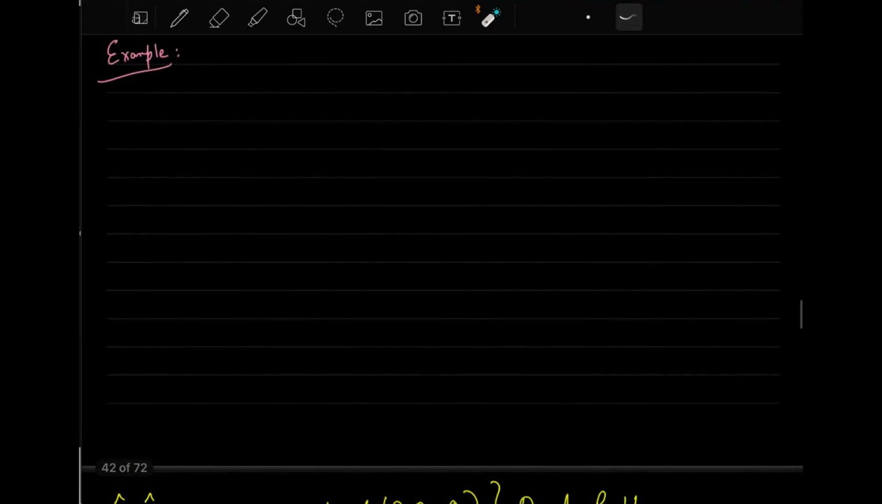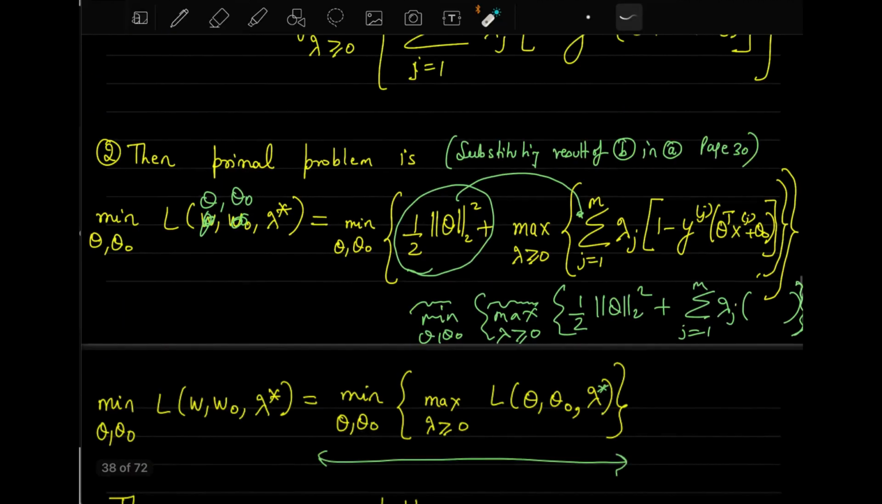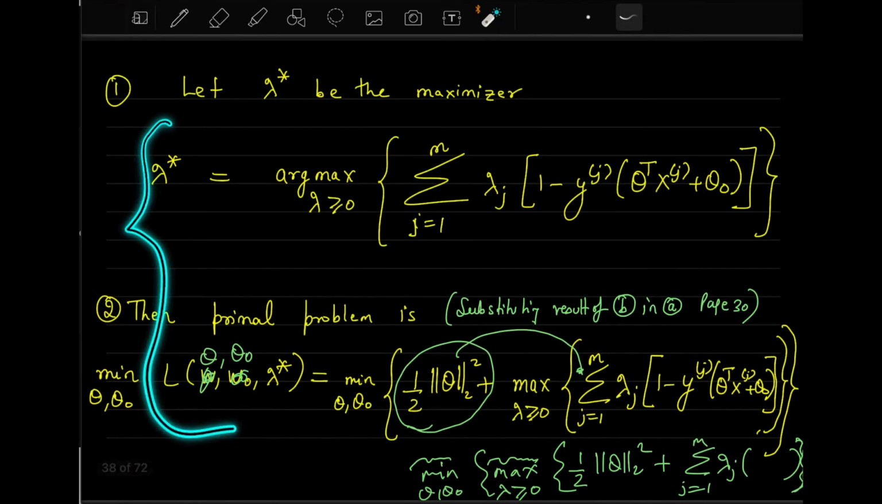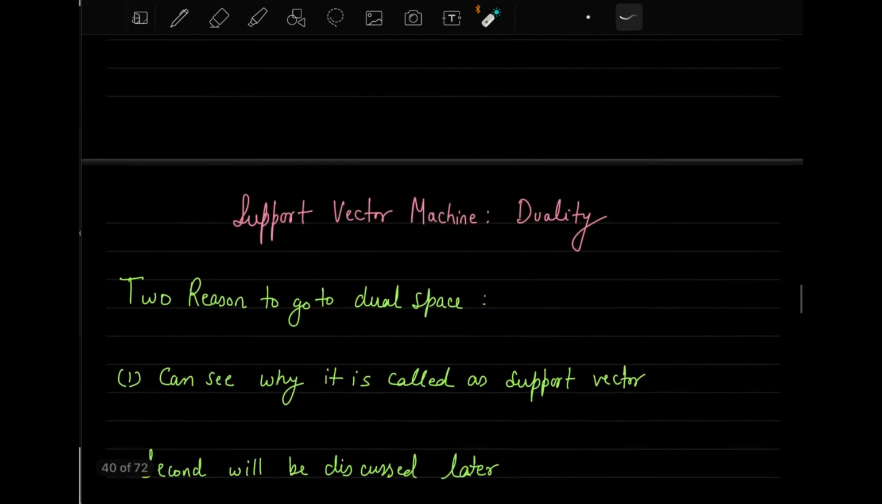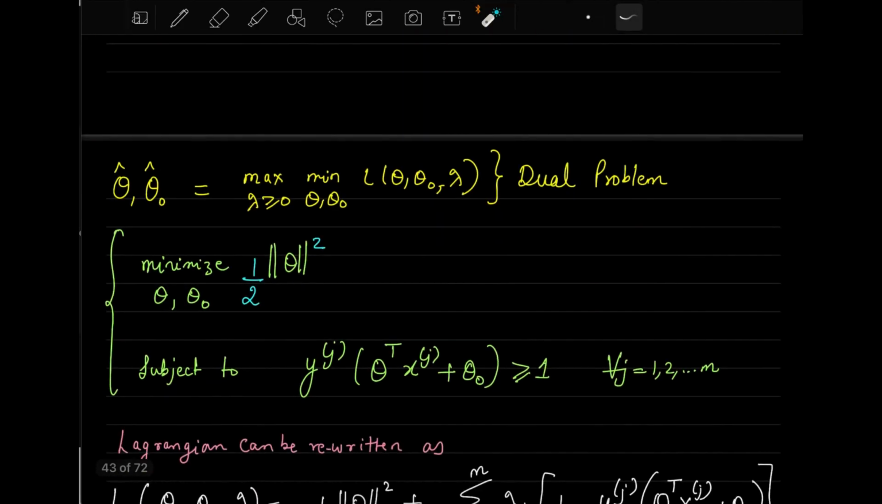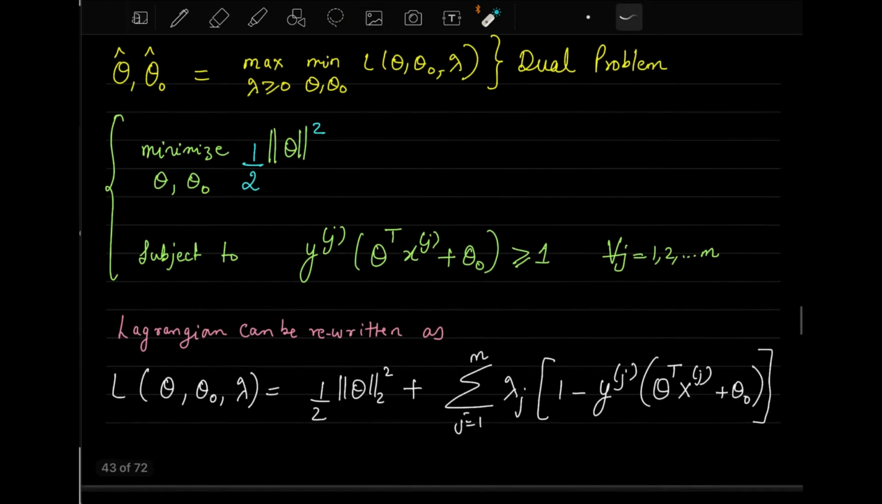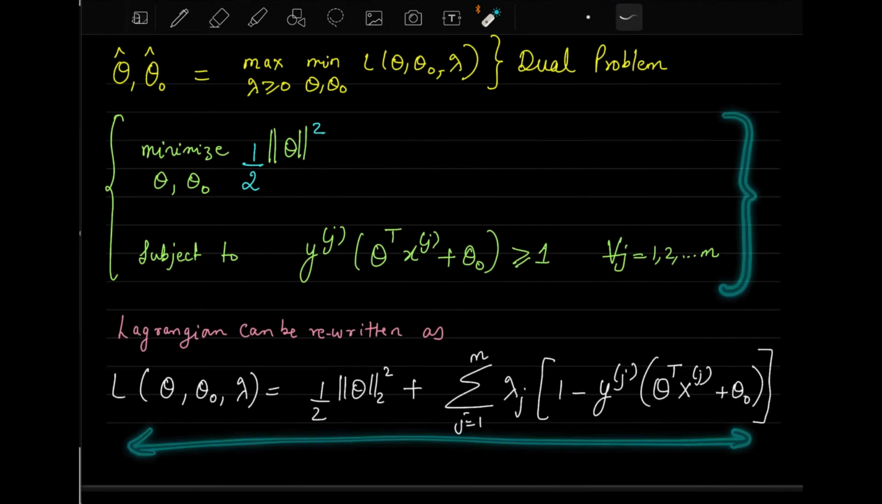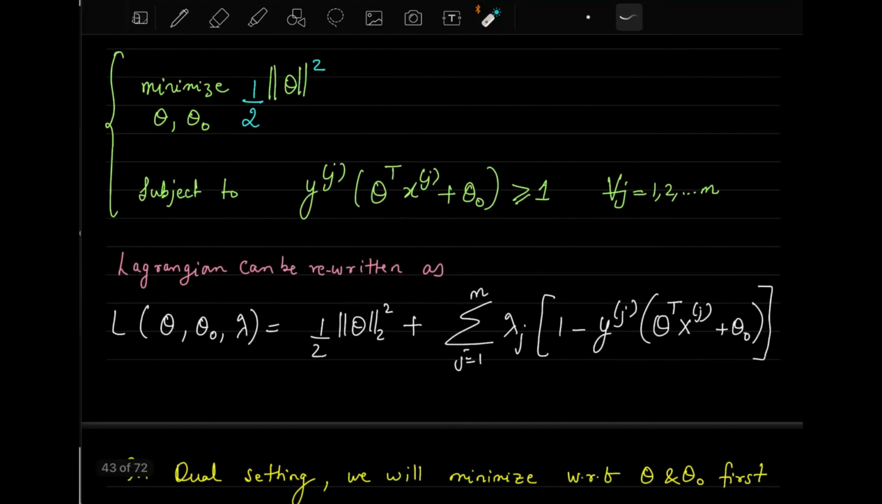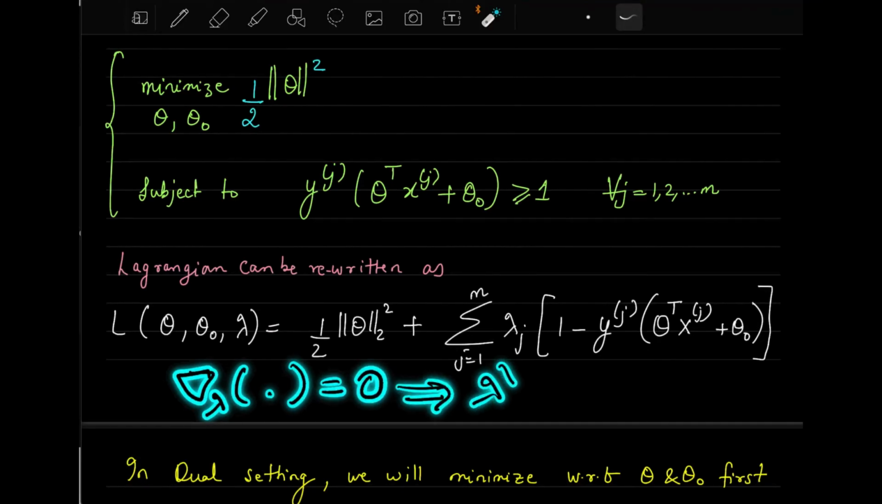Earlier we solved this thing and we didn't get any intuition here. But now we want to solve it this way: we minimize first and then we maximize. So let us see how we can do that. This is the convex optimization problem, and this is the Lagrangian which we already discussed. Now in the earlier case, if you remember, I took the derivative with respect to lambda first and equated it to 0, and that gave us lambda star, which we kept in the primal solution.